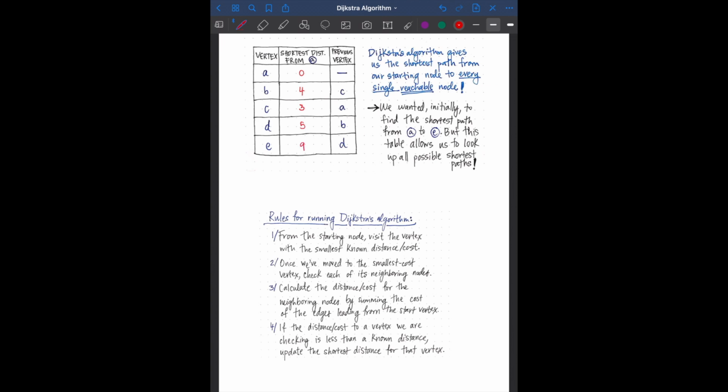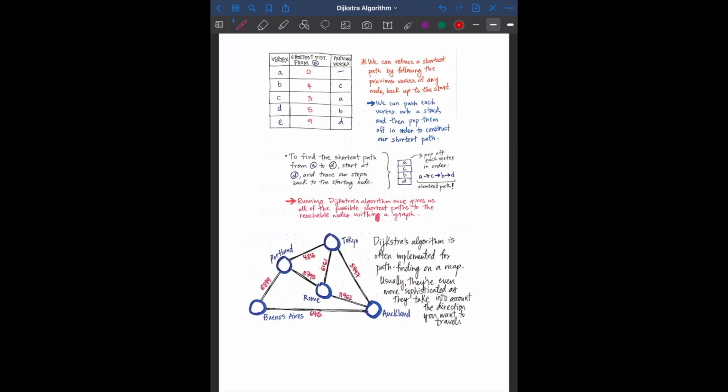Now the Dijkstra algorithm, as we said earlier, gives us the shortest path from our starting node, that is node A, to every single reachable node. We wanted initially to find the shortest path from A to E, but this table gives us all possible shortest paths. So from node A to E with a minimum distance of 9, and we can reach from A to B with a minimum distance of 4, A to C minimum 3, A to D minimum 5. We can reconstruct a shortest path by following the previous vertex of any node back up to the start.